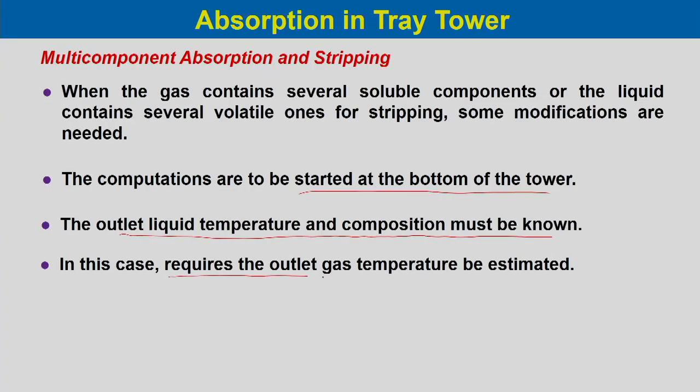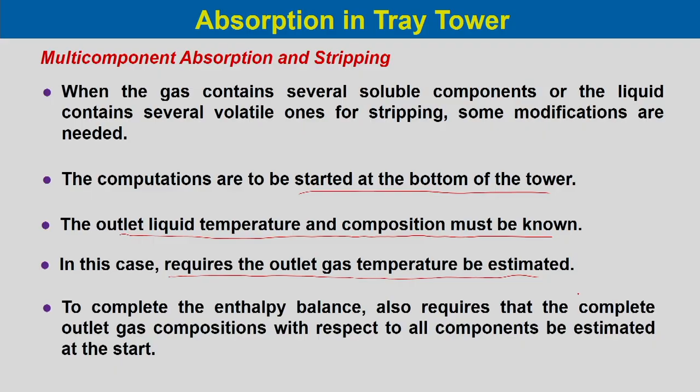If we proceed to the gas exit at the top of the column, then we need to estimate the temperature which is going out at the top of the tower. To complete the enthalpy balance, it also requires that the complete outlet gas composition with respect to all components be estimated at the start. If that is there, then we can complete the enthalpy balance equation.